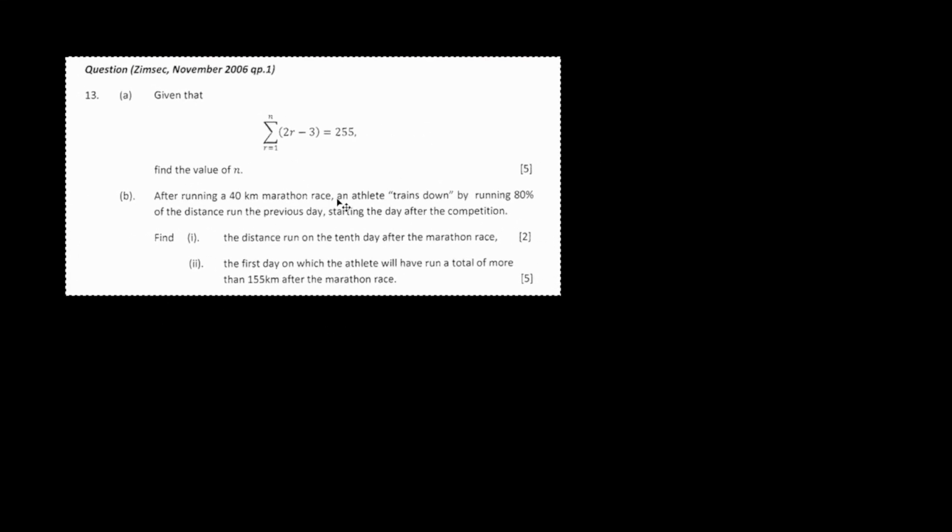Okay, this is the question we want to deal with. So question yedu has been taken from ZIMSEC November 2006, 13a irikuti. Given that the summation of 2r minus 3 from r equals 1 up to n is equal to 255, find the value of n.